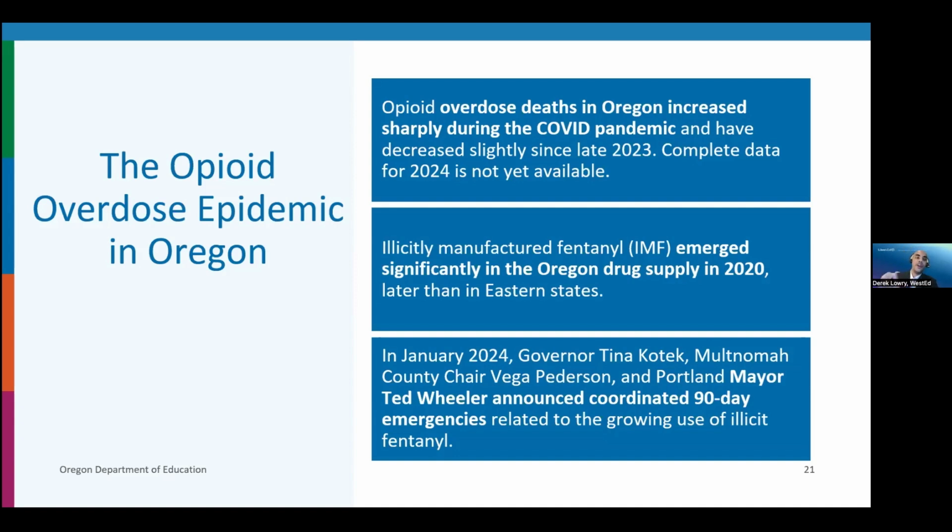At the time of the opioid epidemic, the COVID-19 epidemic and its impact on opioid use in the state also created some additional hurdles for healthcare and support systems already facing additional stress that year. Illicitly manufactured fentanyl emerged significantly in the Oregon drug supply in 2020, which also increased the impacts and fatalities of opioids in the state. And this emergence in Oregon was actually much later than its emergence in some states in the southeast of the country.